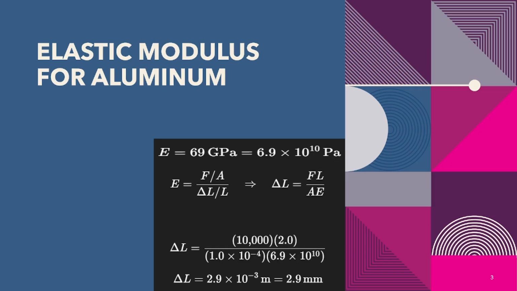Next up is an example of elastic modulus for aluminum. The elastic modulus is equal to 69 GPa, which equals 6.9 times 10 to the 10 Pa, and the formula is E, or elasticity, is equal to force divided by cross-sectional area, all over change in length divided by length. And if you want to find the change in length, it is equal to force times length all over cross-sectional area multiplied by the elasticity. Plug in the numbers and you get 2.9 millimeters.